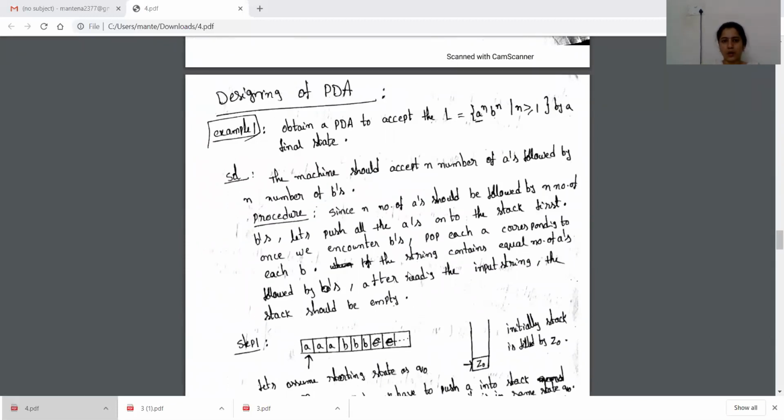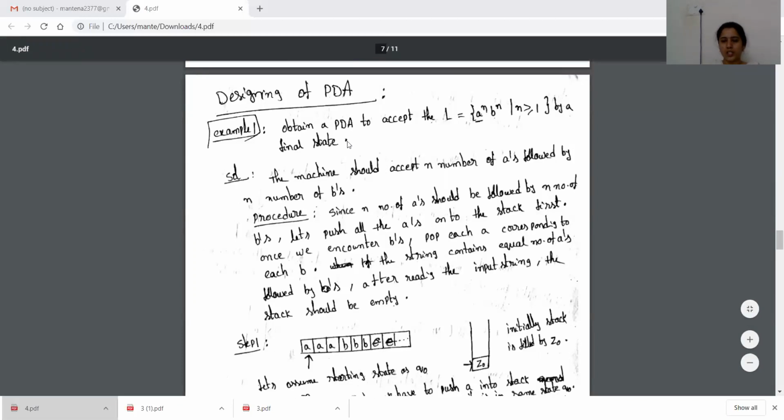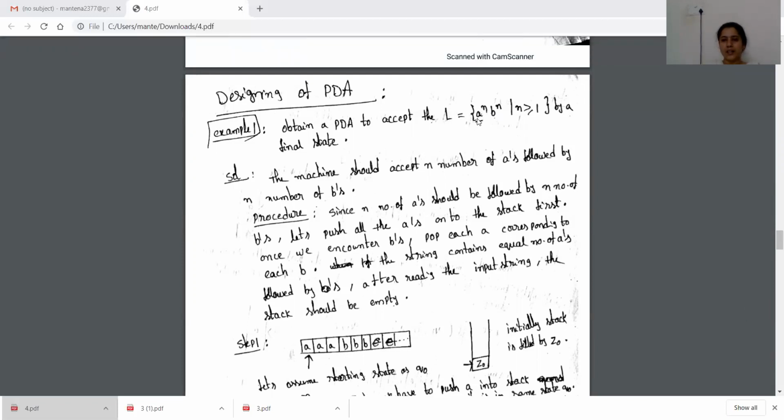And the next topic is how to design a pushdown automaton. By pushing and popping we have to design the pushdown automaton. Here the logic to design the pushdown automaton for the language a power n, b power n, where the number of A's is equal to the number of B's, is this: we always read the given string, so whenever A's come, push into the stack.